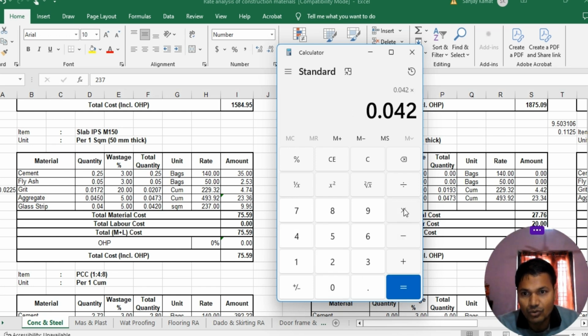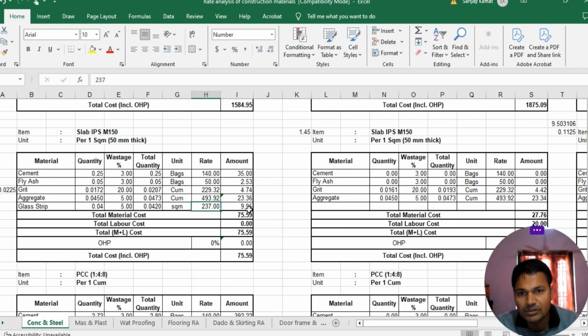0.0420 into 237. How much is it coming? 9.95. 9.95. So this calculation is correct. Okay, so no need to worry, this is correct. So no need to do the addition.